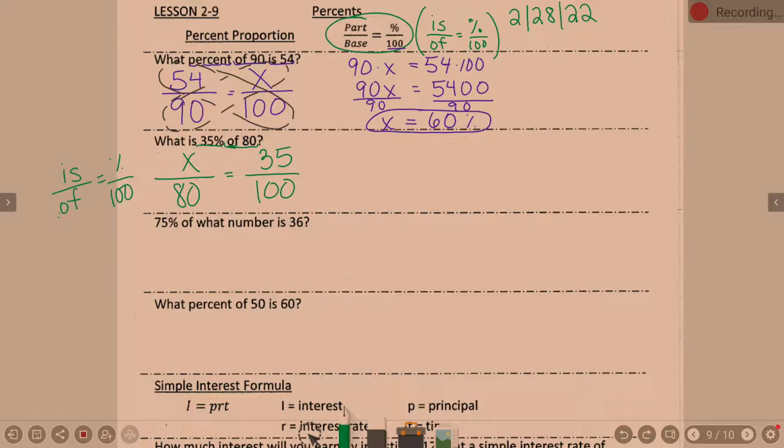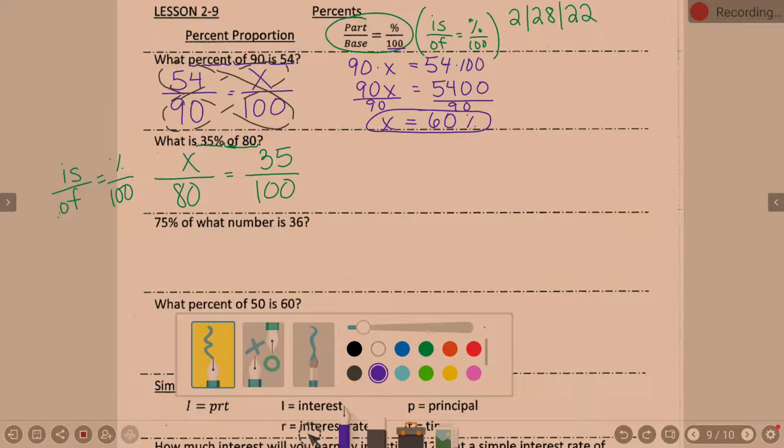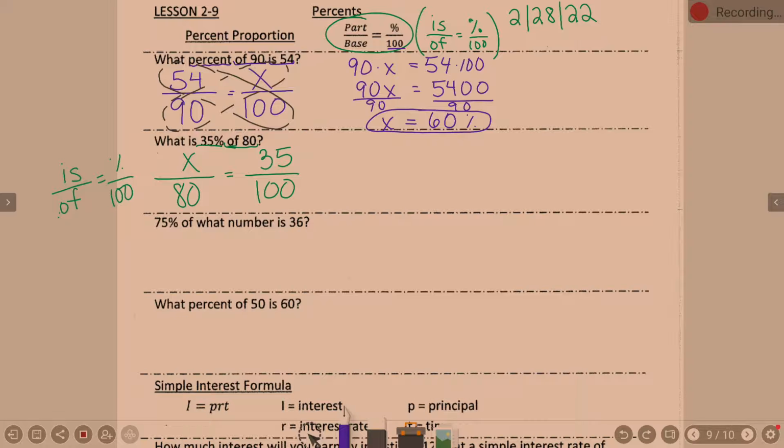You know how to solve? Yeah, I think you do. You're doing cross products, right? Okay, what are my cross products? 35. Wait, x times 100. It doesn't matter what you do first, but yes. X times 100? Yeah, I did this wrong. And what's the other cross product? 80 times the 35? I did that wrong, so. Okay, you're fixing it, right?